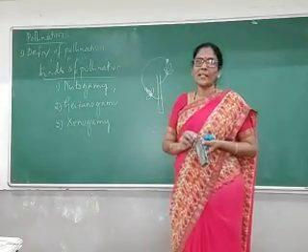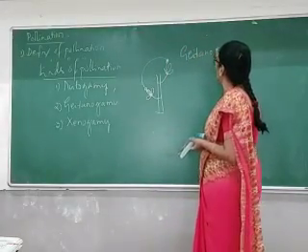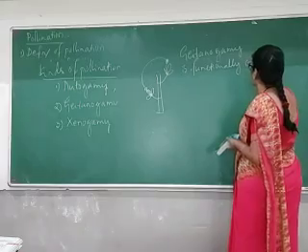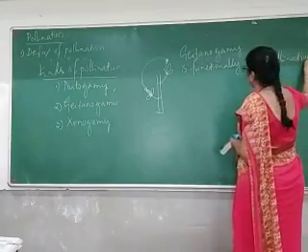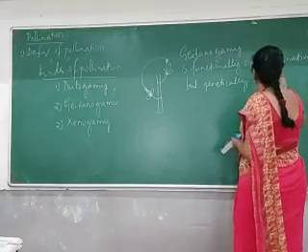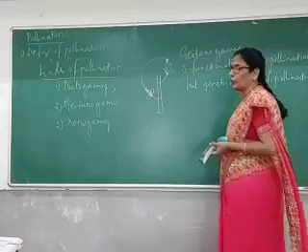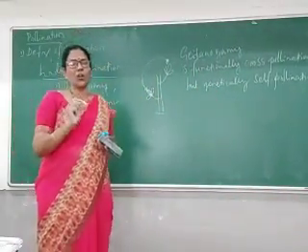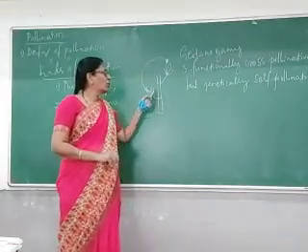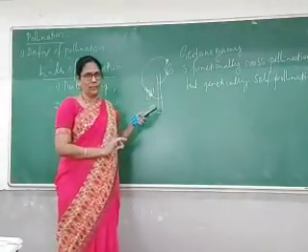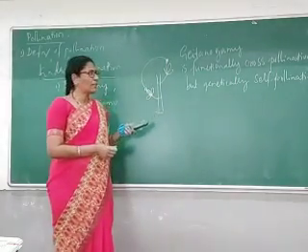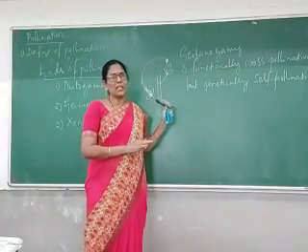We also describe geitonogamy as functionally cross-pollination, but genetically self-pollination. It is functionally cross-pollination because it involves two flowers, so it looks like cross-pollination. But these two flowers have the same genetic makeup because they belong to the same plant. That's why it's functionally cross-pollination but genetically self-pollination.